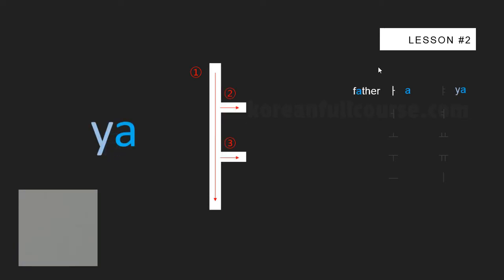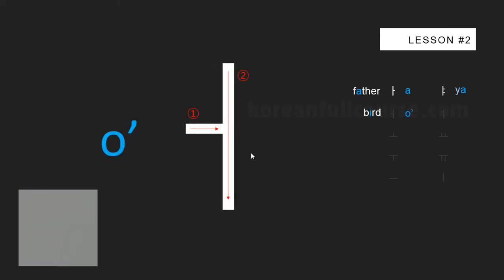The next letter is Ya, and the only difference between A and Ya is this extra horizontal stroke over here. So you start drawing it from the vertical stroke again, 1, 2, and 3. The next letter is O. It looks like a reversed letter A.